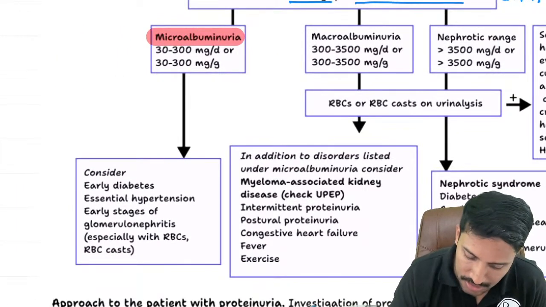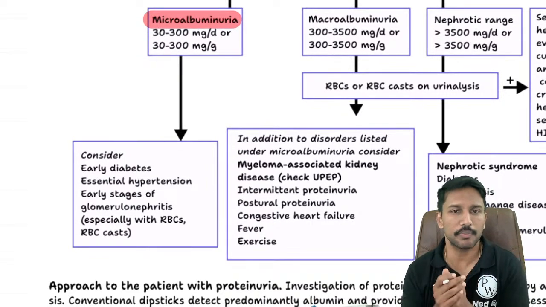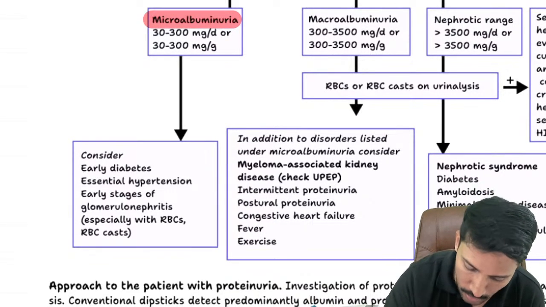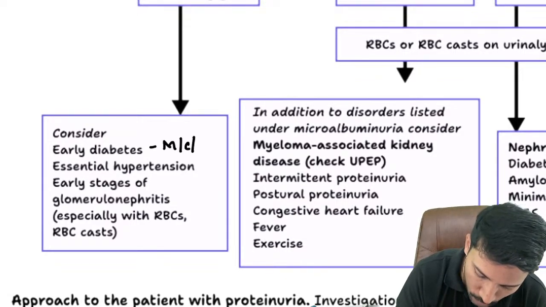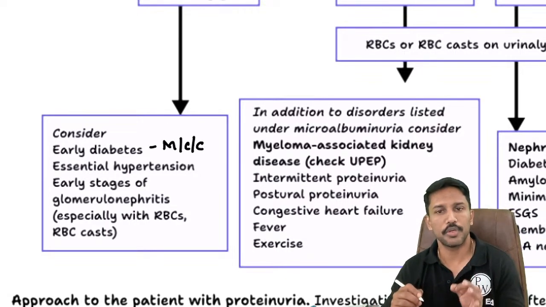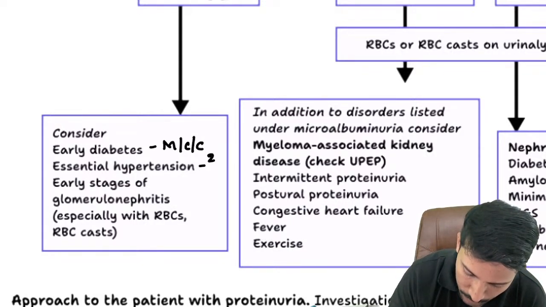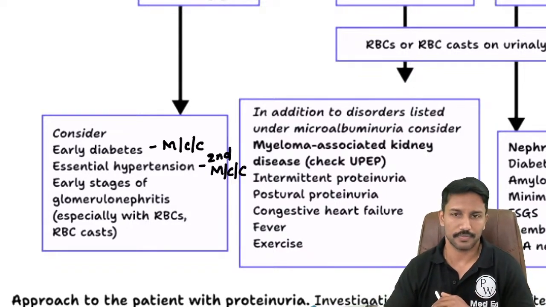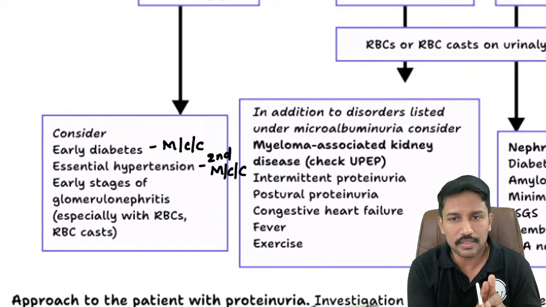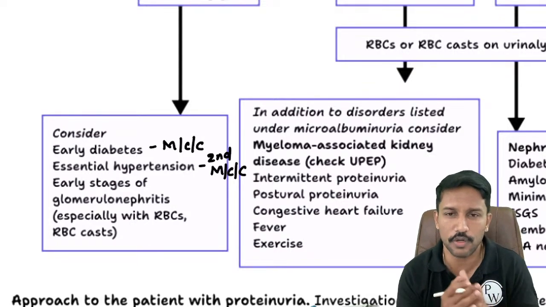And then what conditions can we think of for microalbuminuria? If someone presents with microalbuminuria, the most common cause is diabetic nephropathy. The most common cause for microalbuminuria is diabetic nephropathy, and primary or essential hypertension is the second most common cause. So you can say that hypertensive nephropathy and diabetic nephropathy are the leading causes for microalbuminuria.